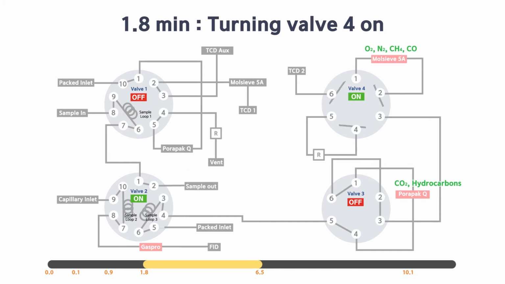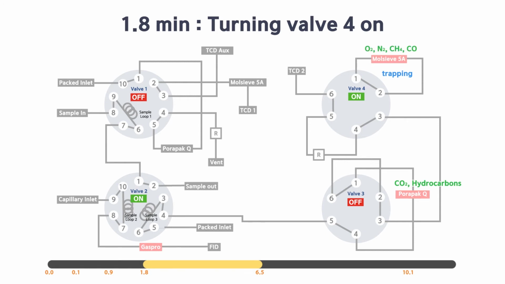valve 4. It's important to isolate the MolSiv 5A column from the flow path by turning on valve 4 right after the elution of hydrogen, so that oxygen, nitrogen, methane, and carbon monoxide are trapped in the MolSiv 5A column. If the valve position is switched after elution of carbon monoxide from the MolSiv 5A column, it'll be too late, because carbon dioxide and some of the hydrocarbons would already be absorbed in the MolSiv 5A column.